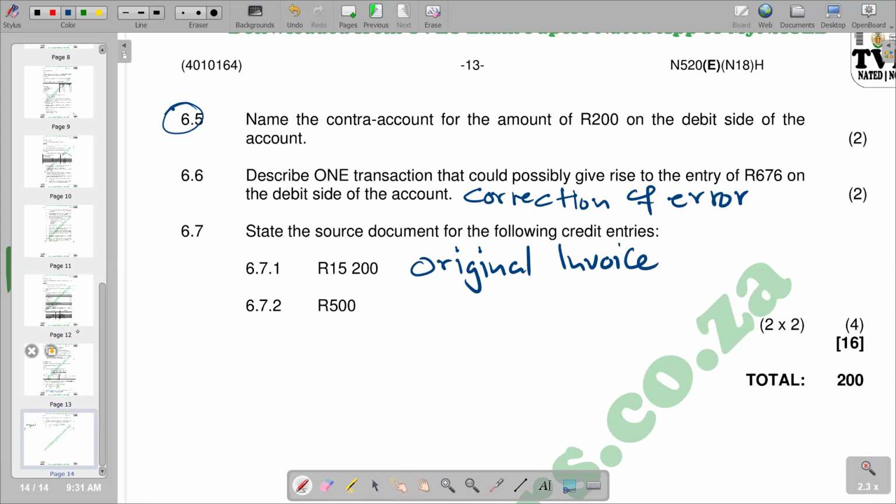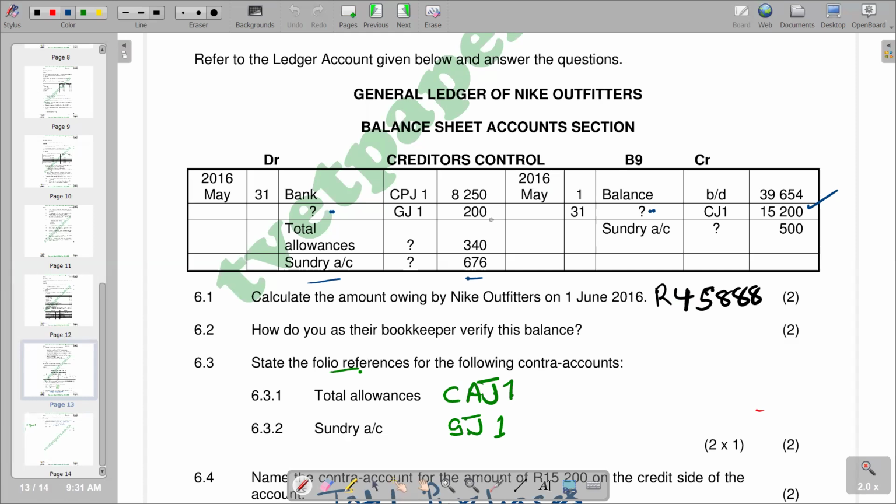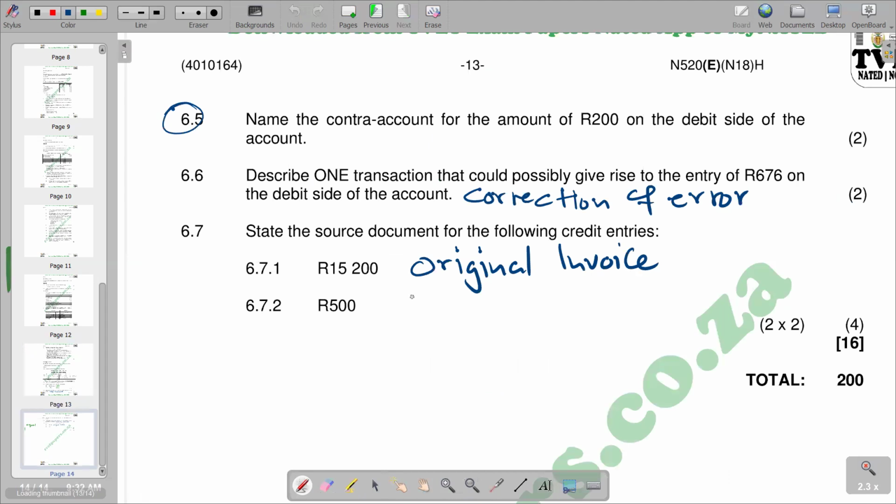So we go to the second part. We've got 500, source document of 500. It's here. It's a sundry account that we have on the credit side. So which source document can we regard to that? It can be a journal voucher. So we can just indicate it as a journal voucher. So this becomes the last question that we have on this question. So we have a total of 16 marks on this question on general ledger. So thank you for listening, and we'll meet again in the next video.